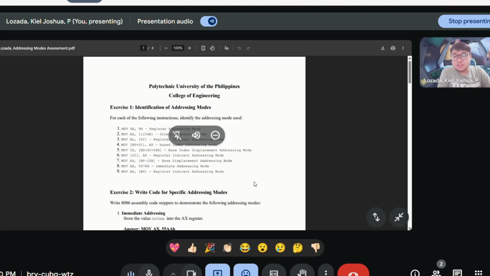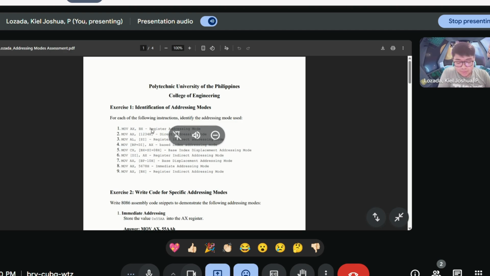So, for exercise 1, identification of addressing modes. For each of the following instructions, identify the addressing modes used. For number 1, MOV AX, BX is an example of register addressing mode, since both operands are registers: the source is a register while the destination is also a register.